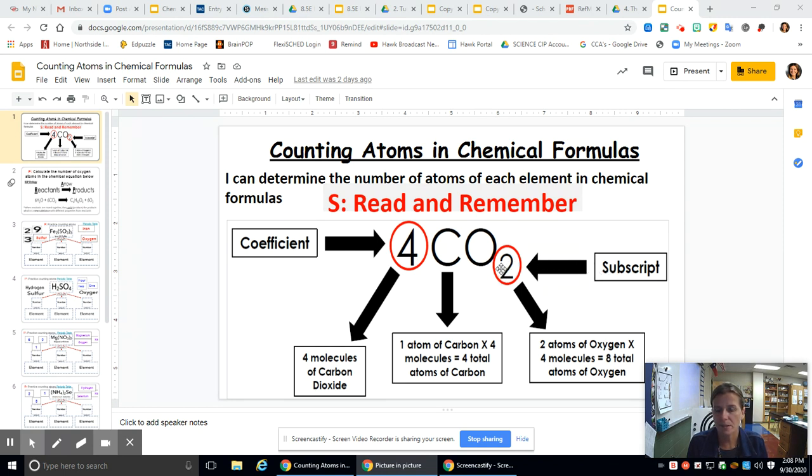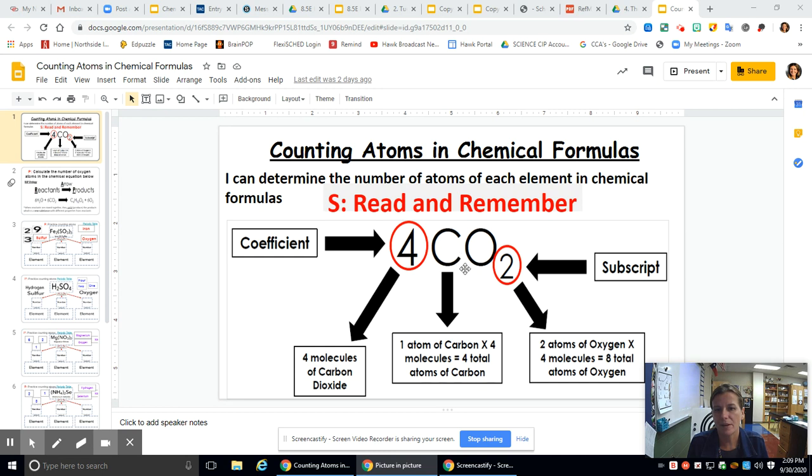A subscript is the smaller number to the right of the element. This is telling you how many atoms of that element you have. So for oxygen, we have 2 atoms here. But since there's a coefficient, I have to multiply that coefficient times my subscript. So 4 times 2 would give me 8 atoms of oxygen.